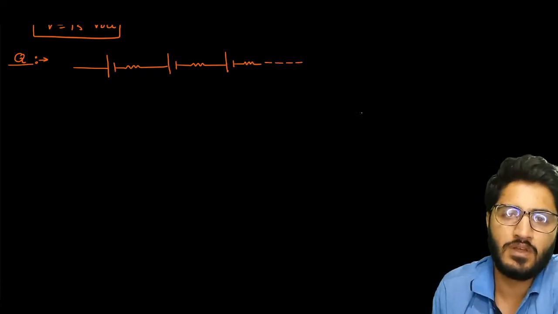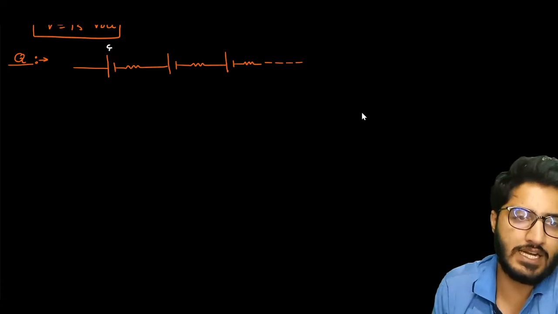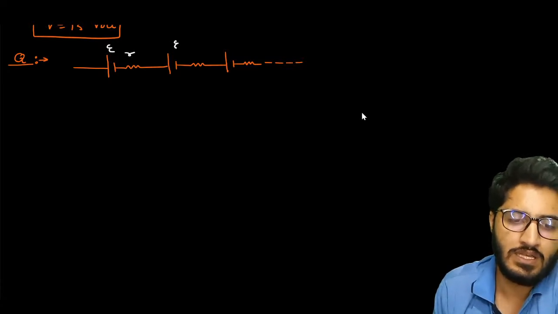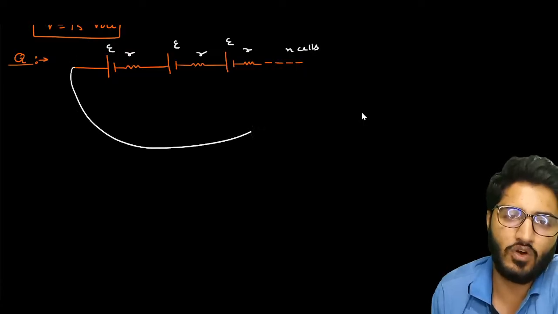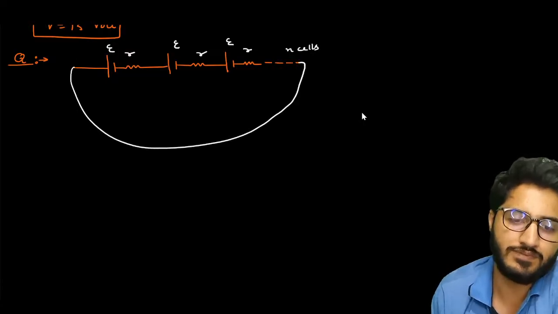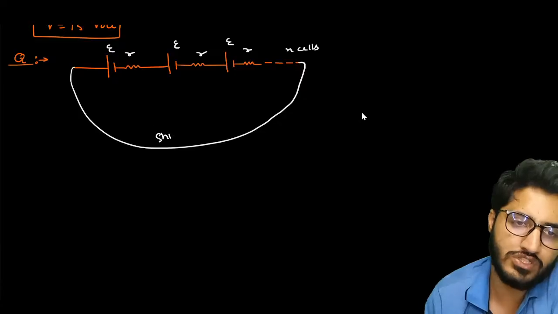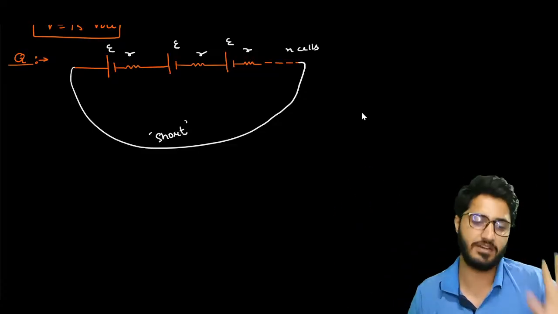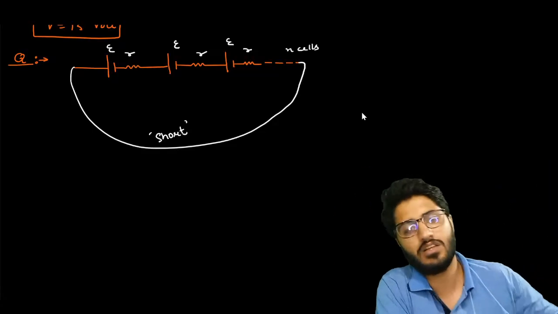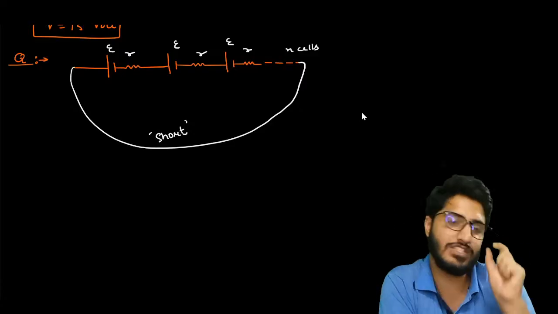Now what we have? We have n cells connected in series, each and every one having the same value. Now we short circuited it. Short circuit means we connected the end points with a wire. We connected the whole thing with a wire. It is short circuited.